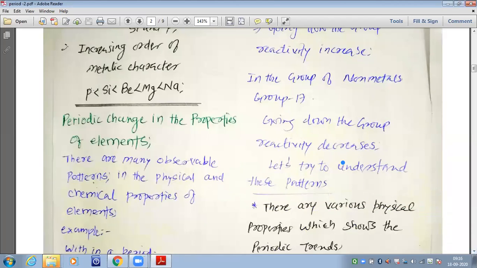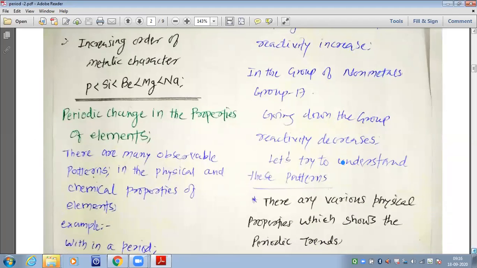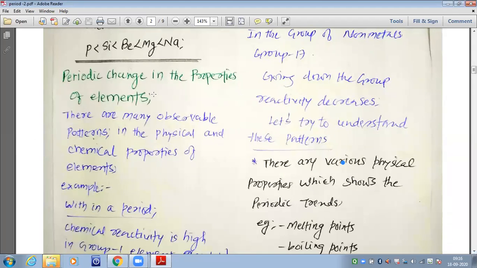The order we have just written is phosphorus less than silicon, less than beryllium, less than magnesium, less than sodium. Now we have the next topic: periodic change in the properties of elements. Now we are going to study the various properties of elements which change periodically. There are many observable patterns in the physical and chemical properties of elements.